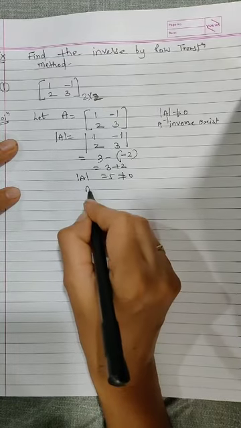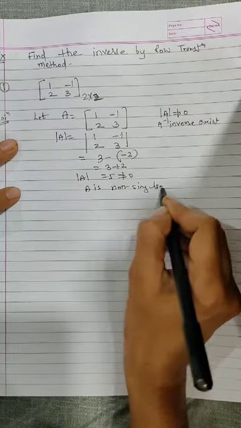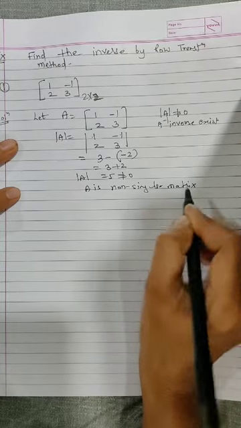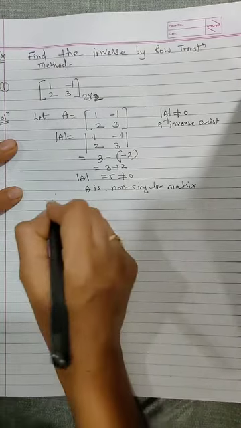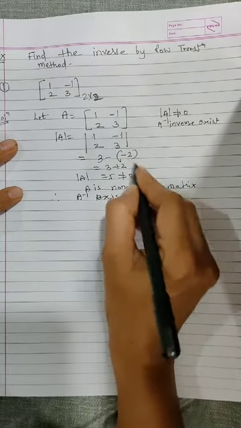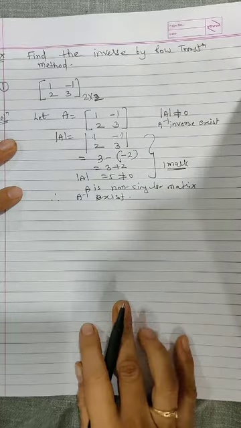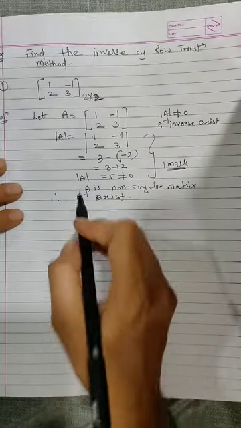Not equal to 0 means what? A is a non-singular matrix, and whenever it is not equal to 0, only then we say A inverse exists. Always you have to perform this step. This will carry 1 mark in the exam. Okay, now let us start with the matrix.